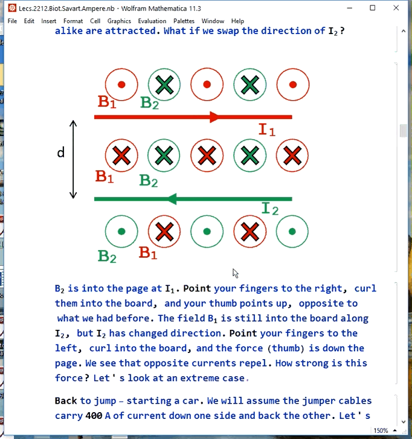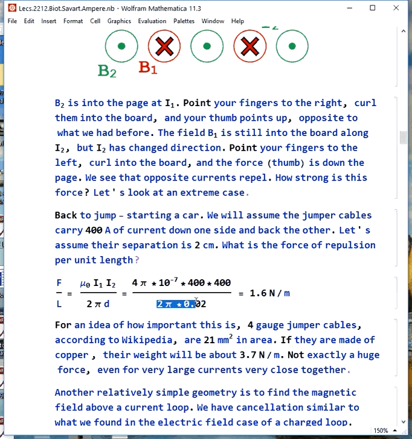Now, it's interesting to see how strong this repulsive force is. Let's look at jump starting a car again. Let's say the jumper cables are carrying 400 amps of current. I think this is way more than they would carry, but 400 amps of current down one side and up the other. We'll assume the centers of the two wires are 2 centimeters apart. What's the force of repulsion per meter? Well, mu naught, which is our constant, times 400 one way, 400 the other way, divided by 2 pi d. This gives us 1.6 newtons per meter.